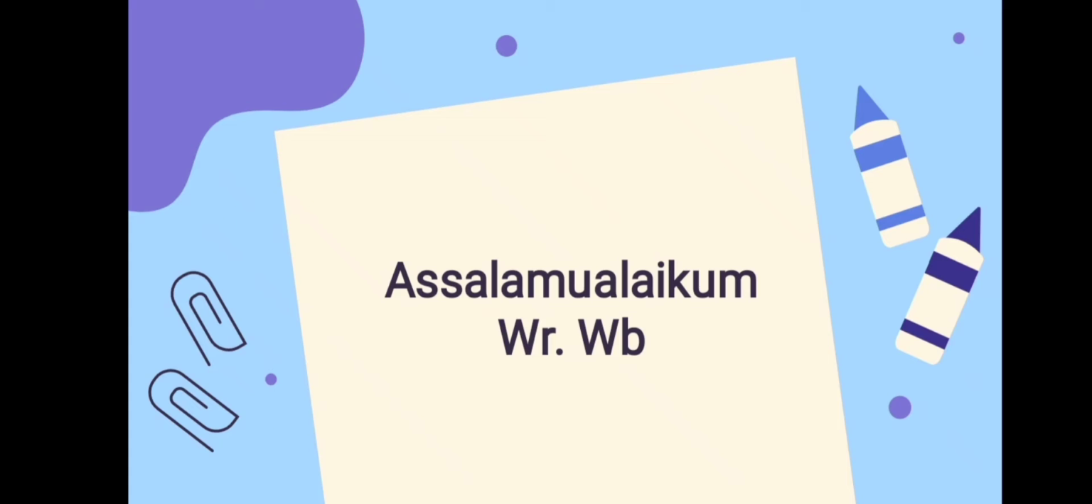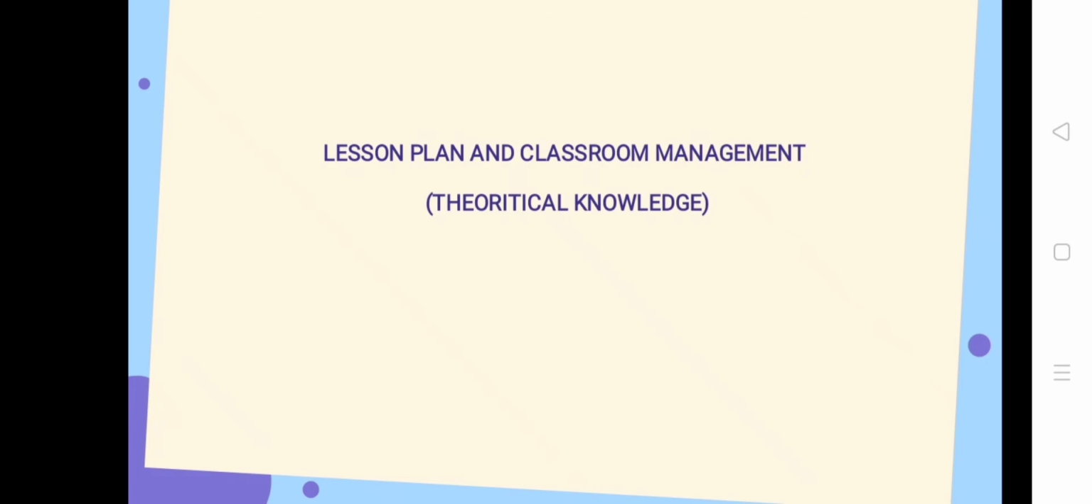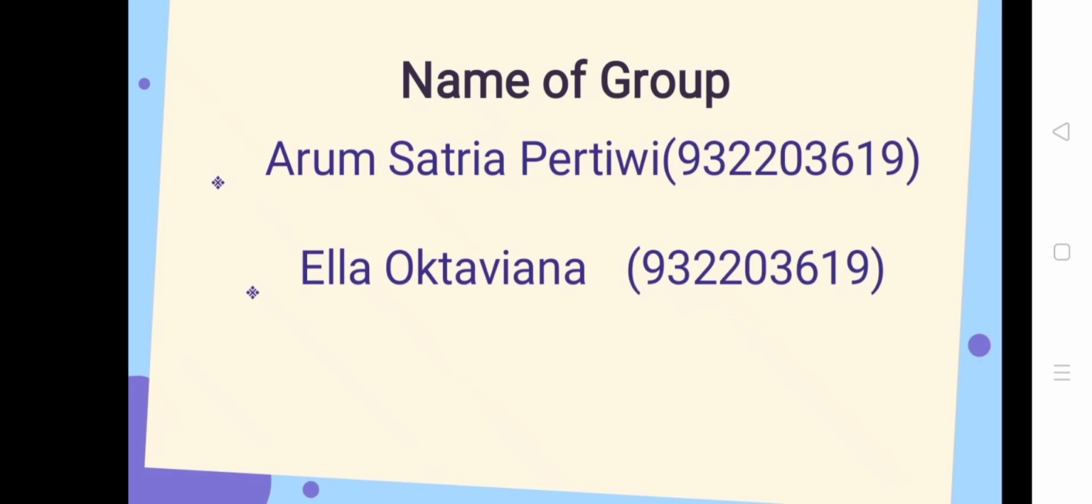So we are from group 3 and here we will explain the material of the TFL lessons titled Lesson Plan and Classroom Management Theoretical Knowledge. Before we explain the material today, let me introduce our group first. The names in our group are, first, Arum Satria Pertiwi, and the last one is Ella Oktaviana.